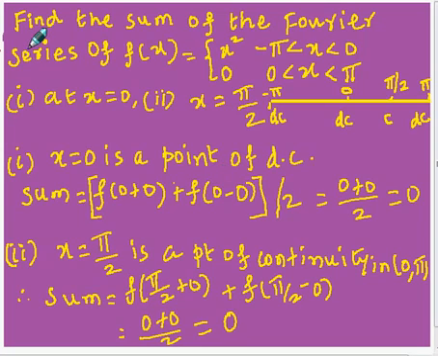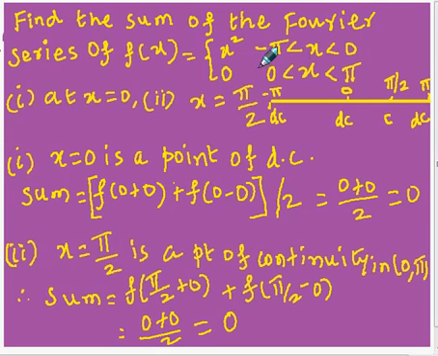Learners, we have been given here a problem. Find the sum of the Fourier series of f of x is equal to x squared between the limits minus pi is less than x, x is less than 0, and f of x is equal to 0 between 0 is less than x, x is less than pi. There have been given two conditions for f of x. Now the function is between minus pi to pi, and we have to decide the point of discontinuities.